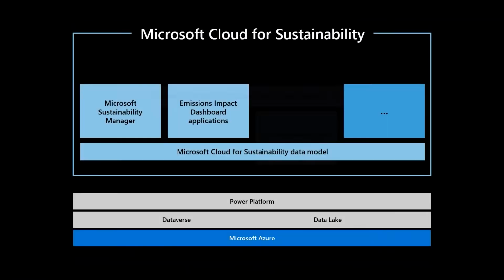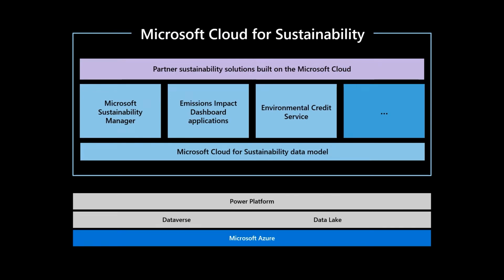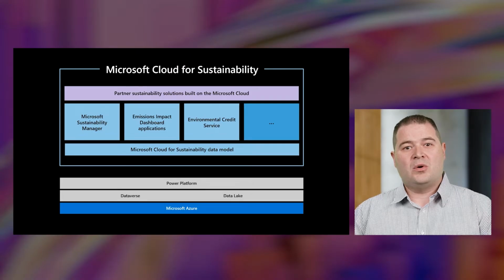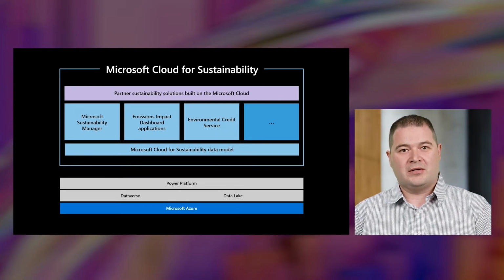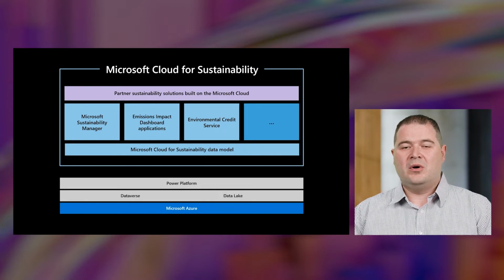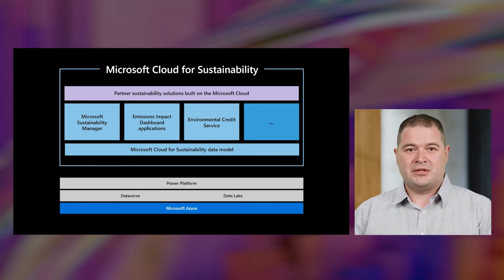Microsoft Cloud for Sustainability represents a growing set of capabilities built on Microsoft Azure and powered by the Power Platform, including Power Apps, Power Automate, and Power BI. This allows the core capabilities of Cloud for Sustainability to be extended quickly and easily by our customers and partners with industry vertical, horizontal, or regional solutions.